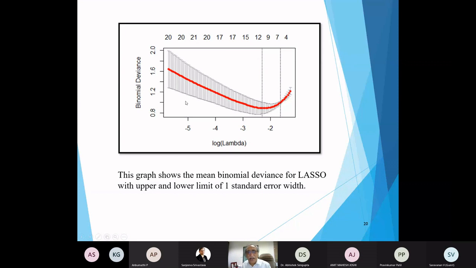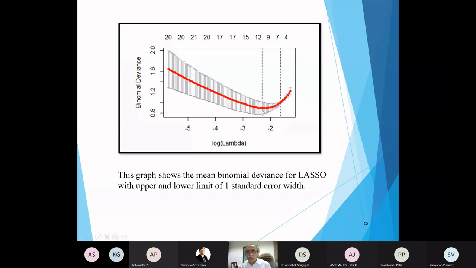Now, the idea is to minimize the binomial deviance, right? So you look for that value of lambda for which the binomial deviance gets minimized. See, this value is the maximum value, and I go on decreasing it. For this value of log lambda I get this value of binomial deviance, but there is still some other value of log lambda for which the value is smaller than this. So I locate the value of log lambda for which this is the smallest.